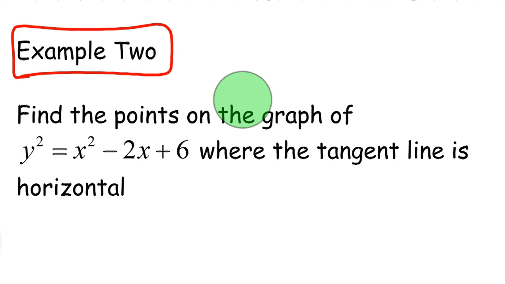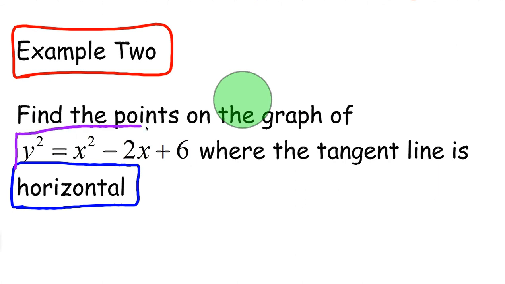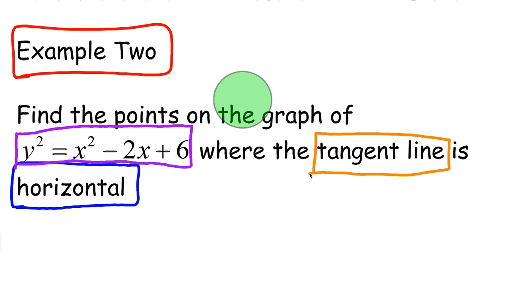If you remember, a horizontal tangent line means the slope is 0. So we are just going to figure out the derivative of this equation and set it equal to 0. And that will tell us exactly where this tangent line is horizontal. Then next example, we're going to take a look at vertical and how that applies.